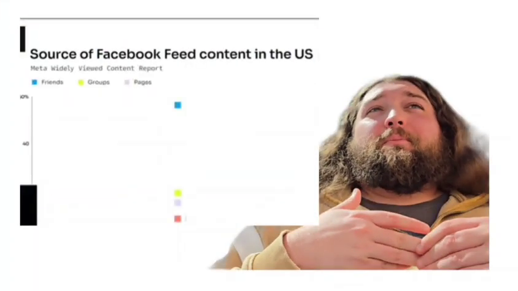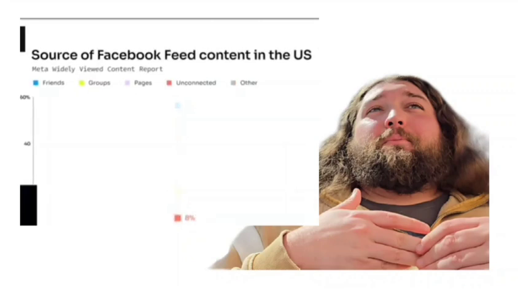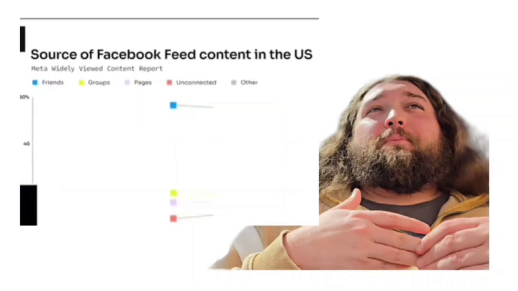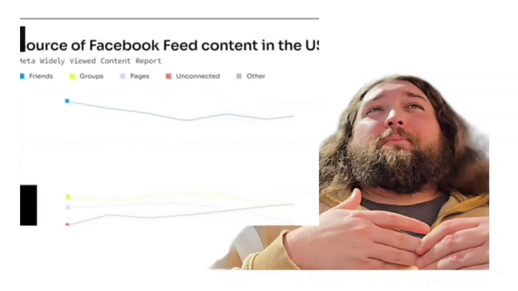such as, at the beginning of 2021, only 8% of content on Facebook feeds were what they call unconnected posts, basically posts from accounts that you don't follow. At that point, you were more likely to see posts from groups you joined, pages you followed, or from your friends and people that you chose to follow. That was the biggest category. But year after year, that started to change.